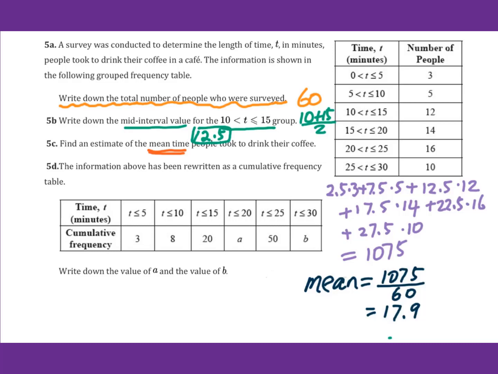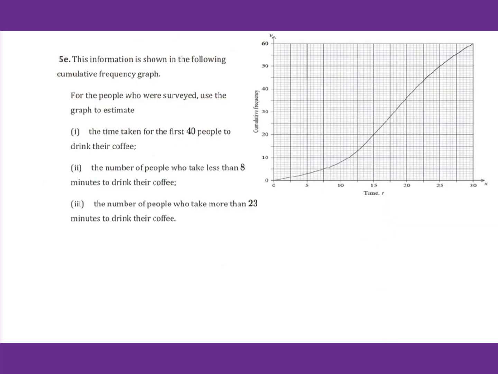5D, the information above has been rewritten as a cumulative frequency table. Write down the value A and the value B. Let me redo this part. This is 3 adding 8. Here's 20, 34, 50, then 60. So I have 20, then this one definitely is 34. This will be 60. Now let's go to 5E.